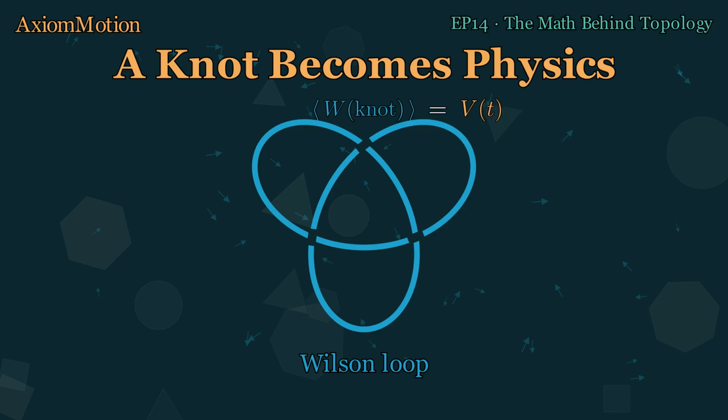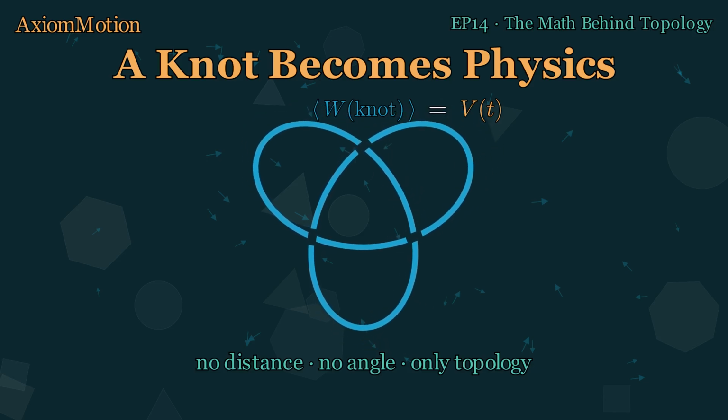Here is the magic. The theory Witten used, Chern-Simons theory, has no notion of distance or angle. It can only feel topology. So when you stretch or bend the loop, the answer does not move. The value is a knot invariant, guaranteed by the physics itself.